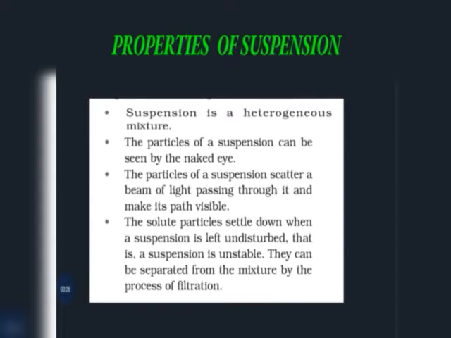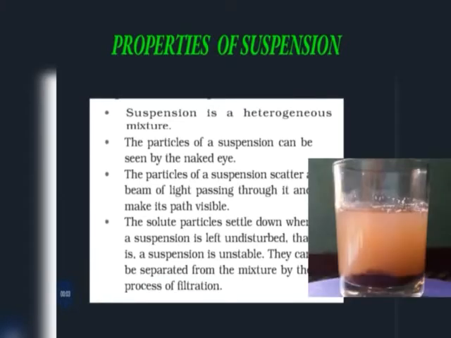We already discussed that suspension is a heterogeneous mixture and the size of the particles are big so that we are able to see it by our naked eyes. It scatters a beam of light passing through it and makes its path visible. When left undisturbed, the particles settle at the bottom and we are able to separate them by using any physical methods like filtration. This shows a suspension is unstable. We already learned this by doing the activity, so I hope you understand.